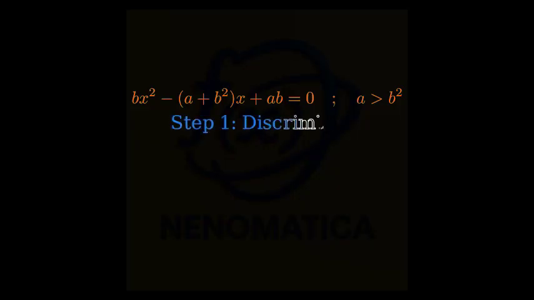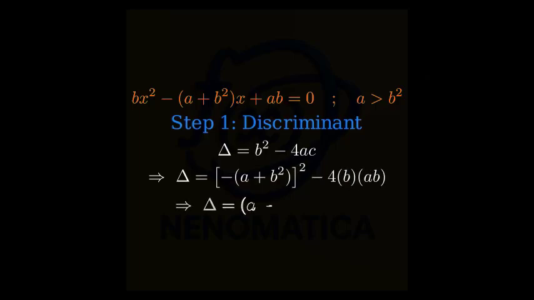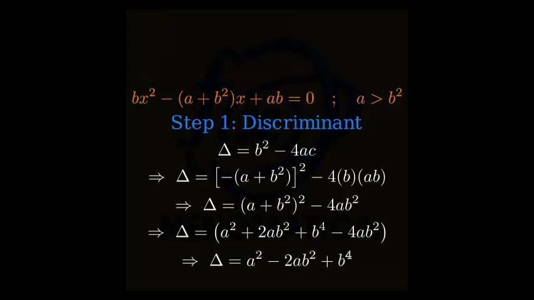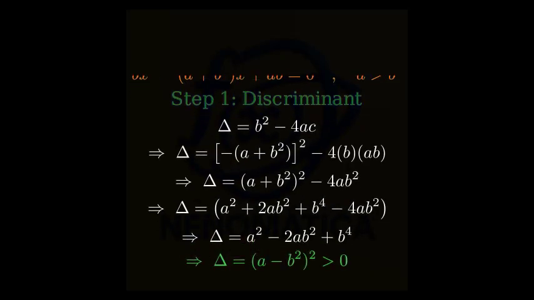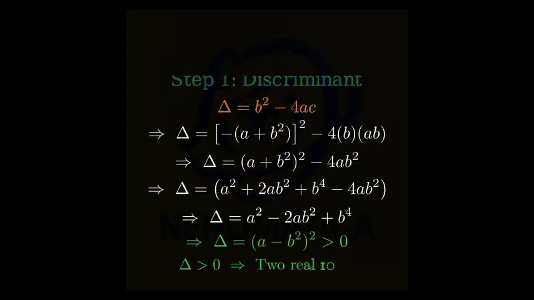Step 1. Compute the discriminant. Delta equals b squared minus 4ac. Then substitute a equals b, b equals negative (a plus b) squared, and c equals ab. Carefully expand exactly as in the reference solution. Since delta is positive, the equation has two real roots, exactly as stated in the context image.